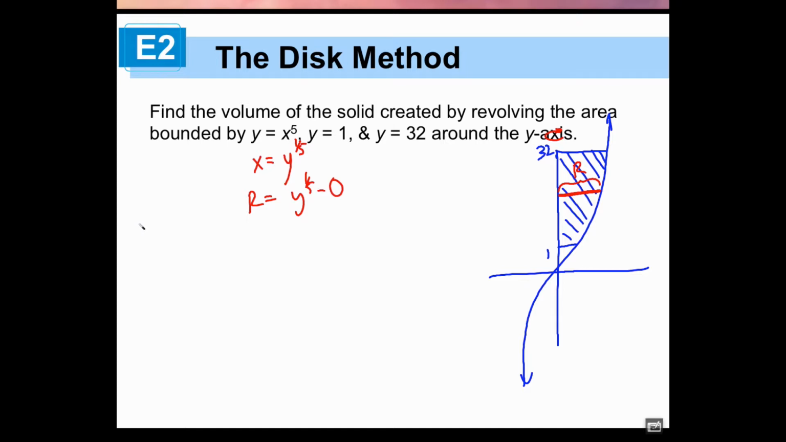Okay, so what's the volume of one disk? Pi times y to the 1/5, squared. Good. Pi r squared times dy. Right, that's what I meant.